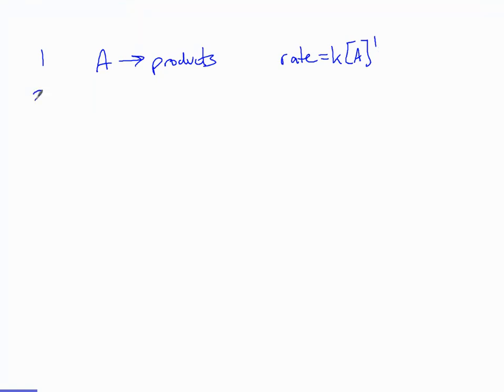The next one, it says the molecularity is 2, A plus A yielding products. So we have rate equals K times, it would be really weird to write concentration A to the first times concentration A to the first. So we'll just put them together. Concentration of A to the second power.